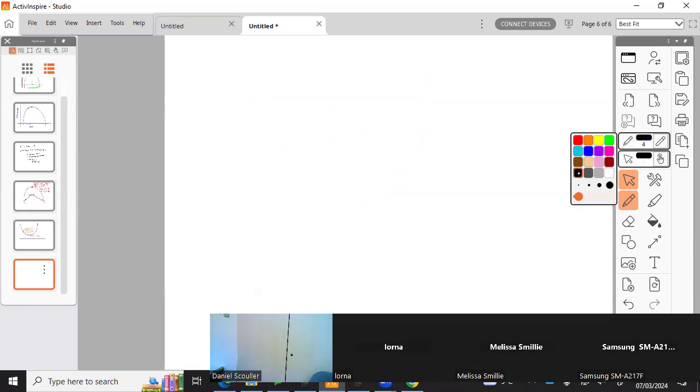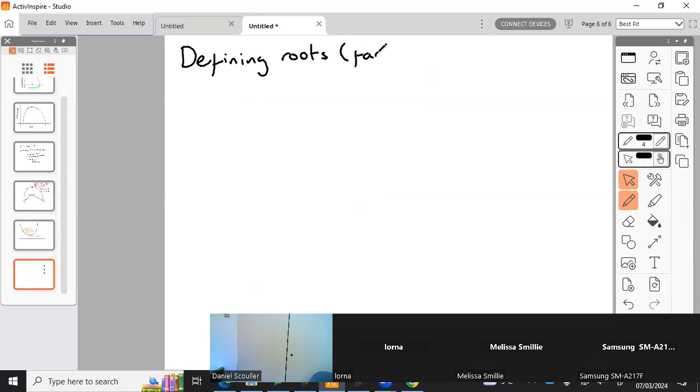Let's start with defining roots. A wee reminder for ourselves. Okay, just factorization.